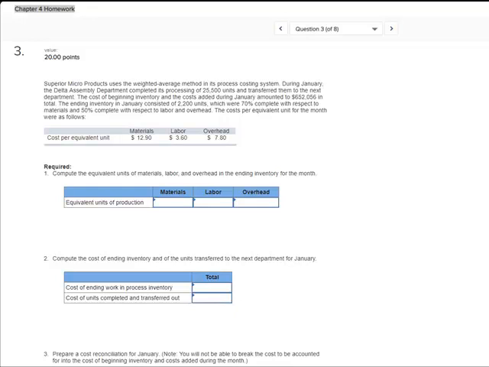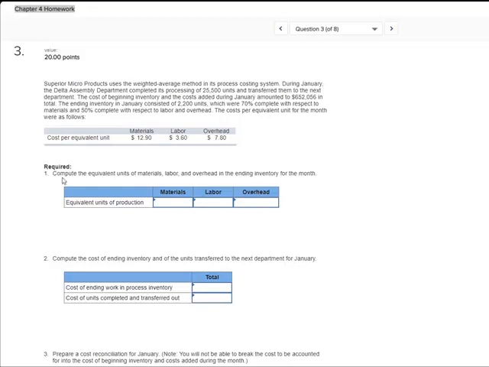Question 3 in the Chapter 4 homework is worded a little bit differently than the other questions. And to start with, you'll notice there are 3 columns of calculations, and that's because they're not combining labor and overhead into a conversion category. They're separating them. So you just have to accept that and do 3 columns of calculations here.